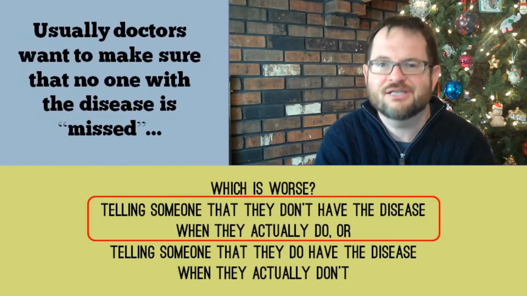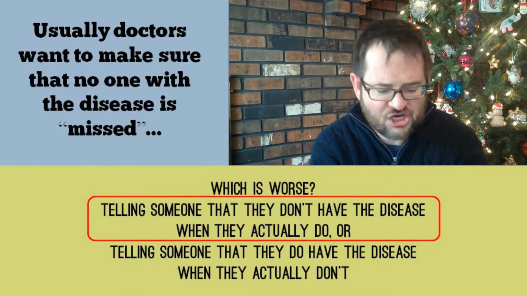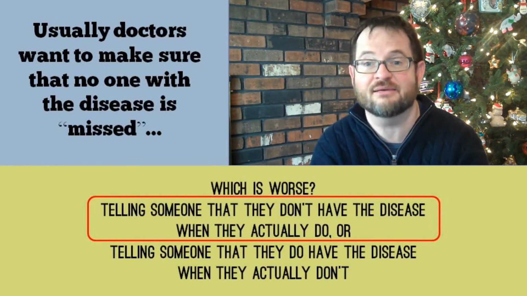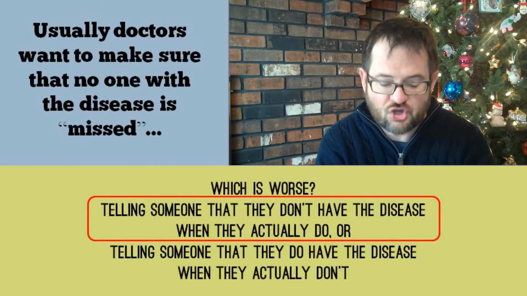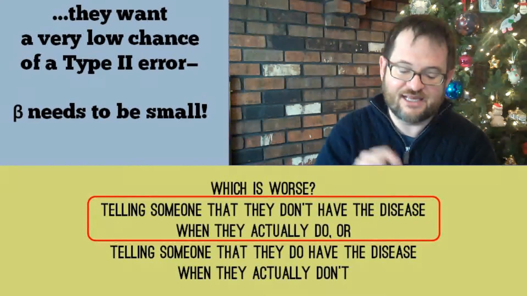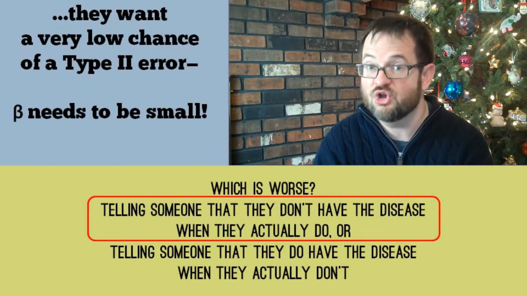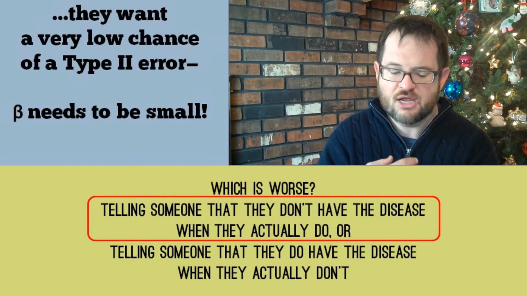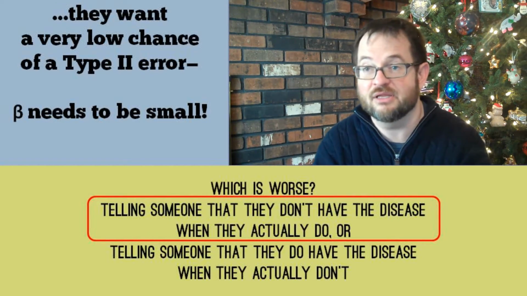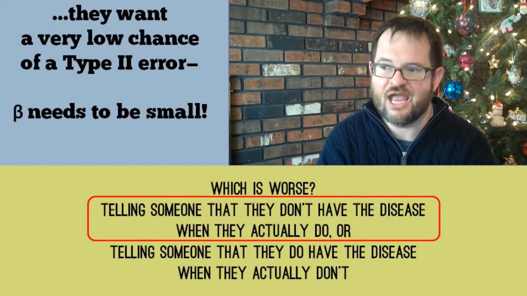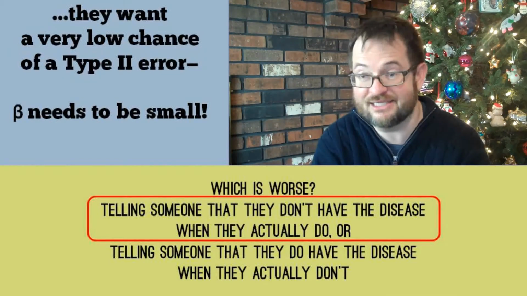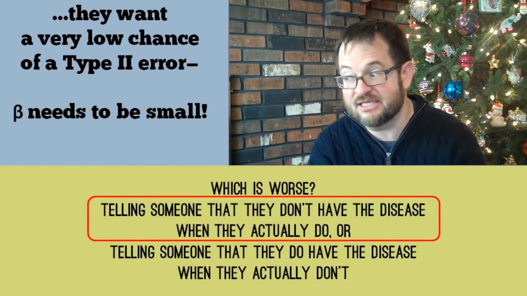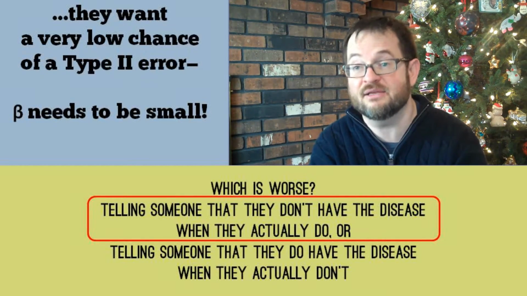And in general, doctors have come to a conclusion about this. In general, doctors want to make sure that nobody who has the disease is missed. They don't want people running around out there carrying some disease and not getting treated. Okay? So, in general, doctors have decided that telling someone they don't have the disease when they do is worse. We want to minimize that. Well, that is the risk of a type 2 error. They want to make sure that there is very, very low probability of a type 2 error, where they have failed to reject the null hypothesis, even though the null hypothesis that this person is healthy is wrong. So they need to design the test, the experiment, in such a way that beta, in this case, needs to be small.